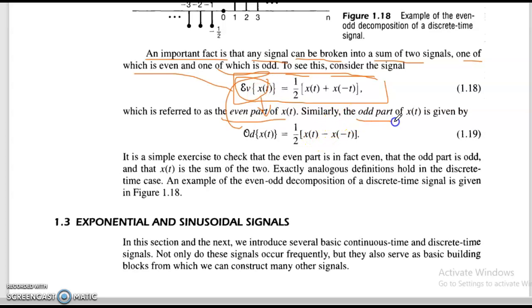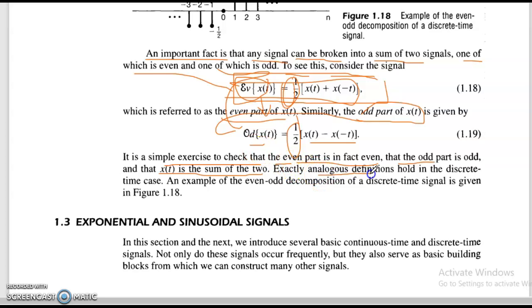Similarly, the odd part of x of t, that is the odd set of x of t, is 1 by 2 of x of t minus x of minus t. It is a simple exercise to check that the even part is in fact even, that the odd part is odd, and that x of t is the sum of the two, even plus odd.